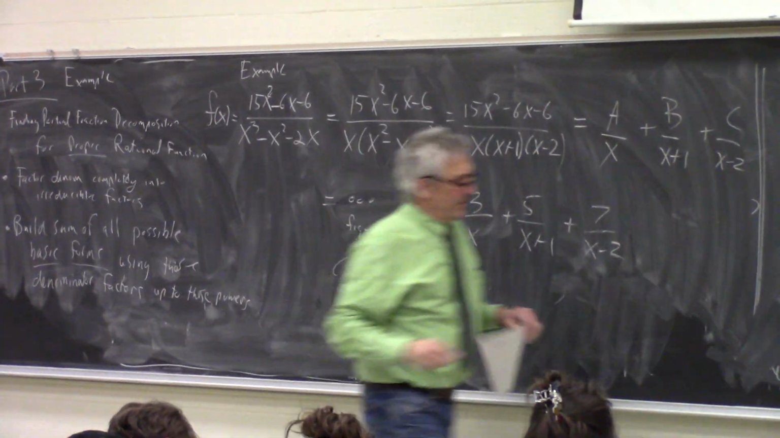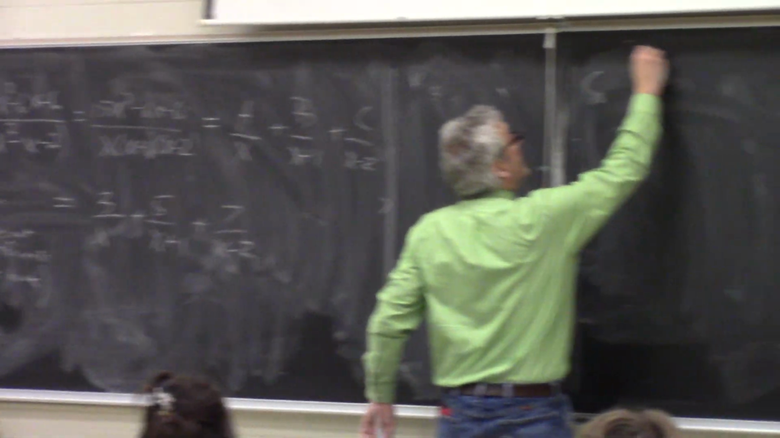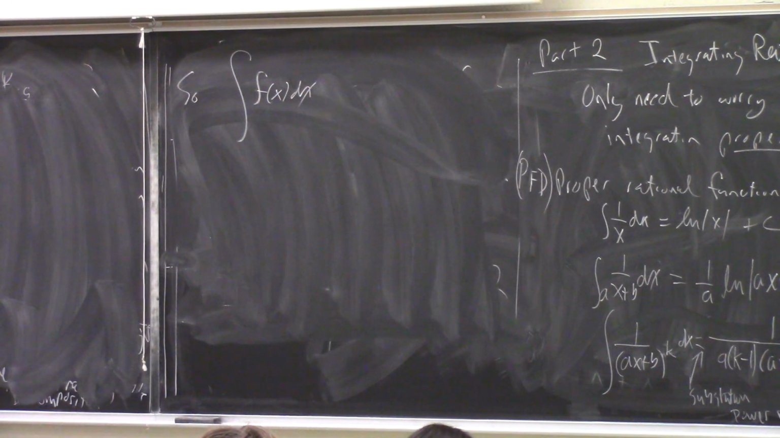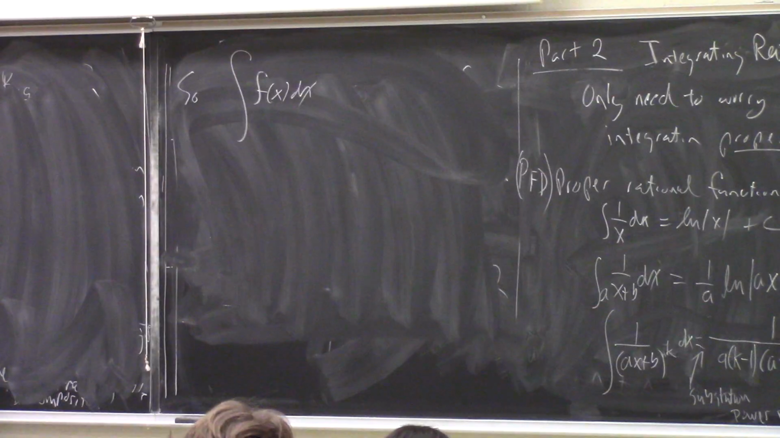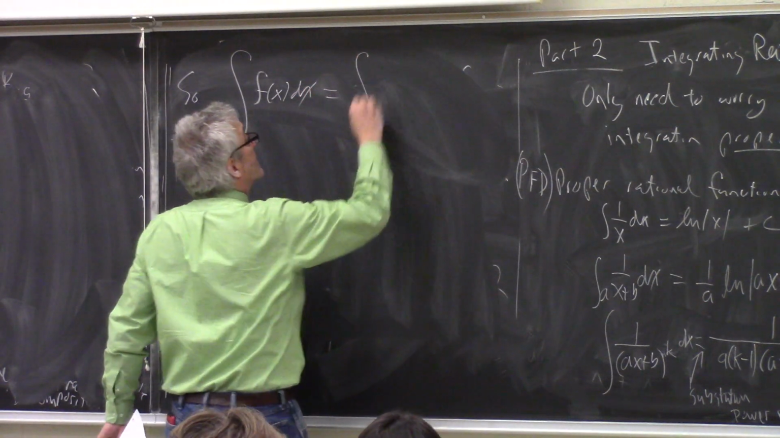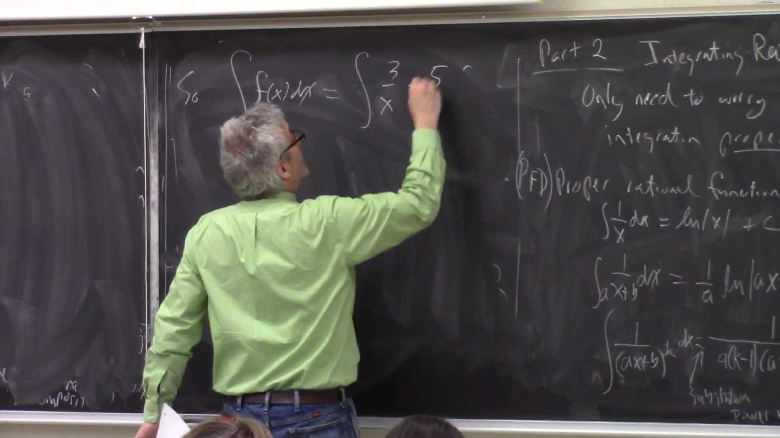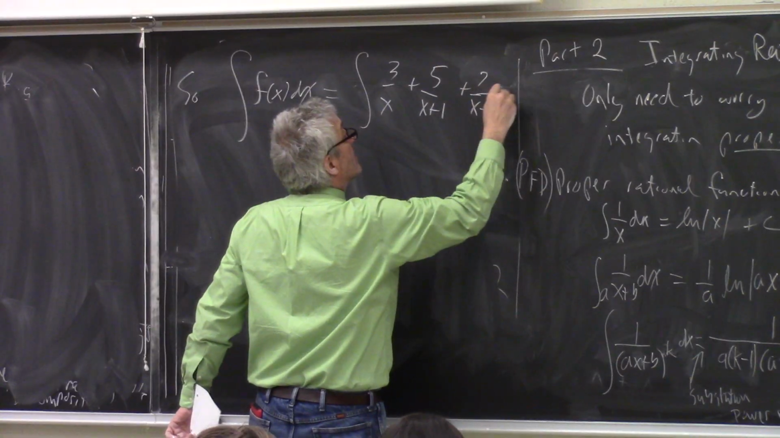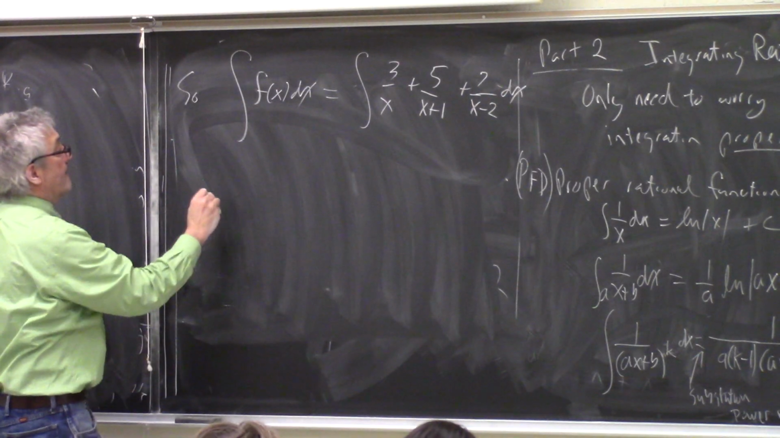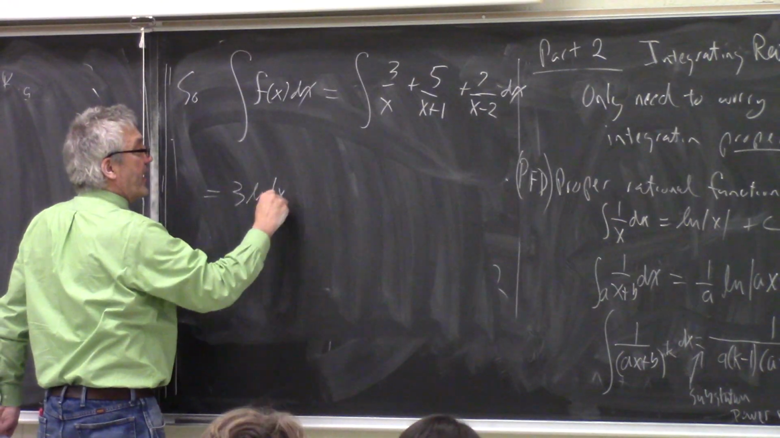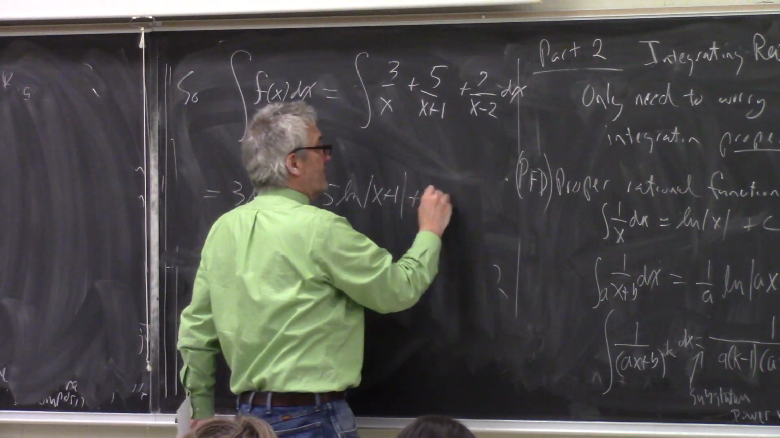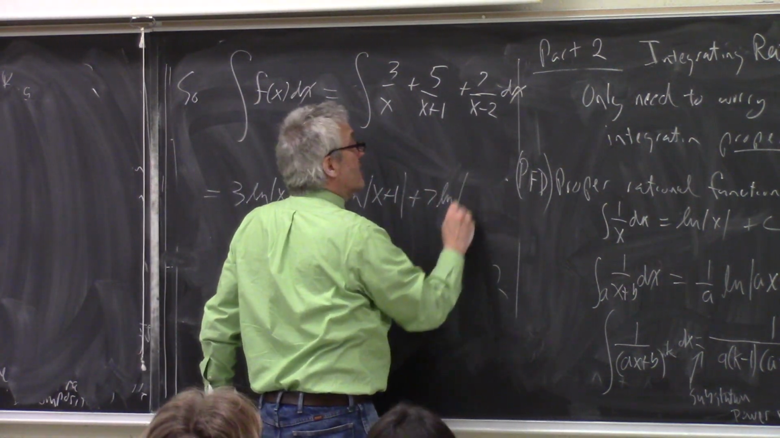we call this function f of x. If we're faced with the task of integrating f of x, this thing that's not one of the forms that we know, well, that's going to be the same as the integral of 3 over x plus 5 over x plus 1 plus 7 over x minus 2. And that's 3 ln of absolute value of x plus 5 ln of absolute value of x plus 1 plus 7 ln of absolute value of x minus 2.